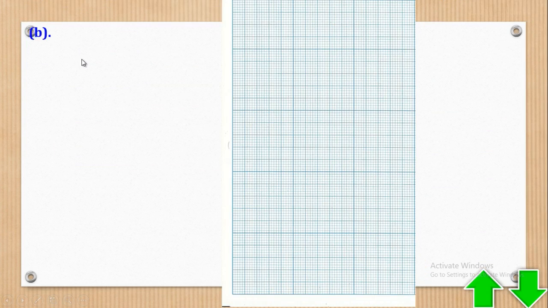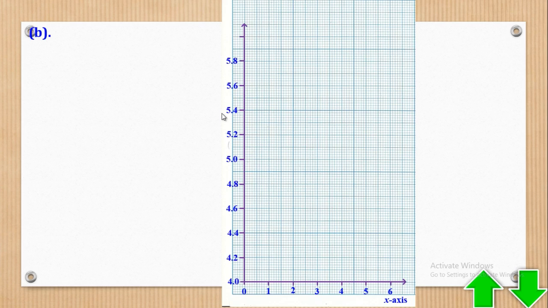So now we shall start the plotting. For plotting, we need a graph paper, then we need the horizontal axis and the vertical axis. Next is to put values on the horizontal axis, so let's do that. Then for the vertical axis, we shall also put their values. Then after that we shall start plotting these values.